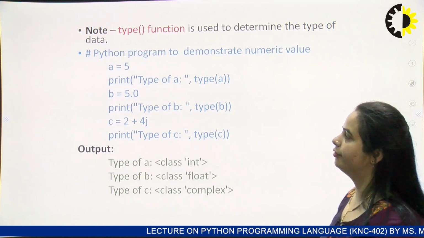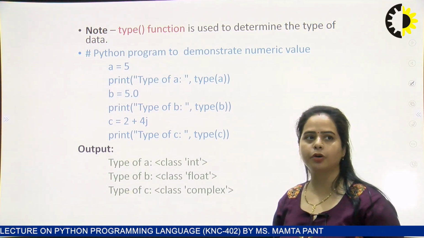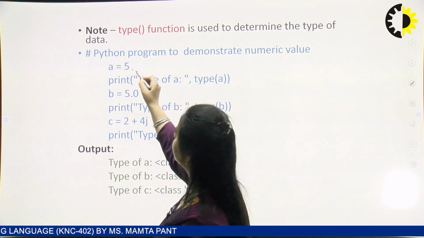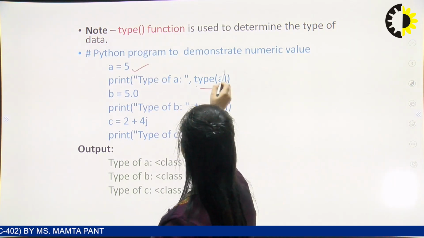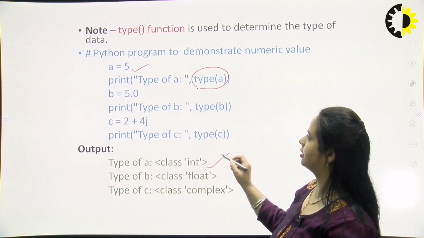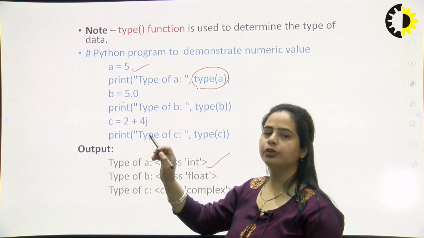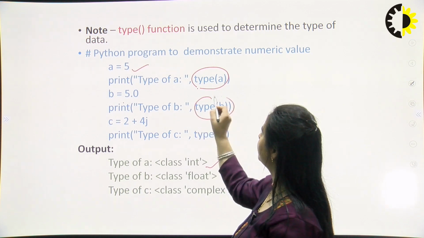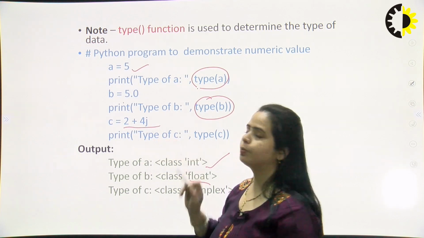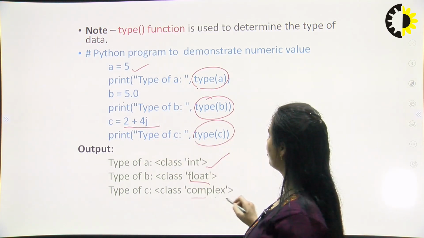Type function, we have studied in the first lecture, is used to determine the type of data in the Python programming language. So if I have a is equal to 5, I am checking the type of a. What would be the type of a? Integer. Next, the value of b is 5.0. This is a decimal value, so this will go into floating point number. So type will be float. And next, c is equal to 2 plus 4j. This is in the form of a complex number, so type of c would be complex.